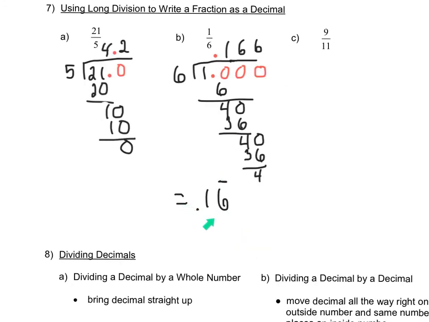This is the way we write a decimal answer when we get repeating numbers. 0.16, and we put the bar over just the 6. That indicates that number keeps continuing. We do not put the bar over the 1.